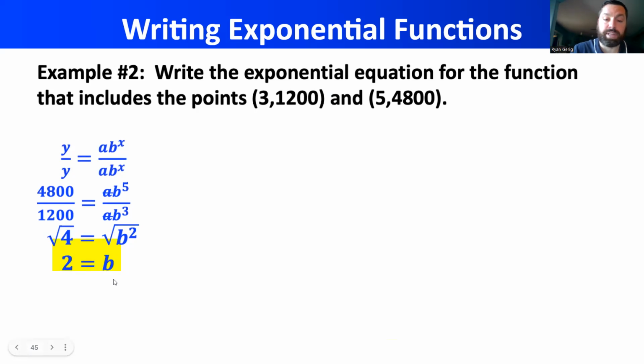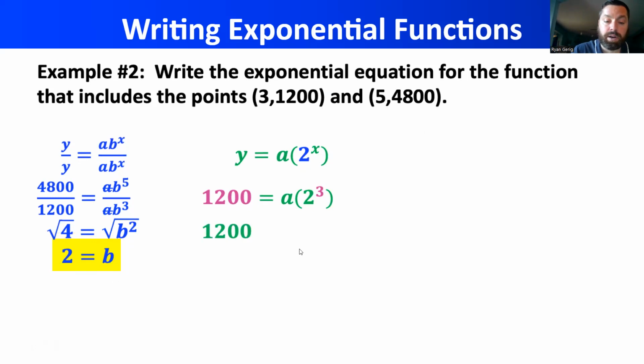All right, so now we're going to use that with one of these points up here. I'll use the smaller one, but I know my b is 2. So I'm going to take 1,200, put it in for y. We don't know a yet. 2, now we know the exponent is 3. I can solve this equation now.